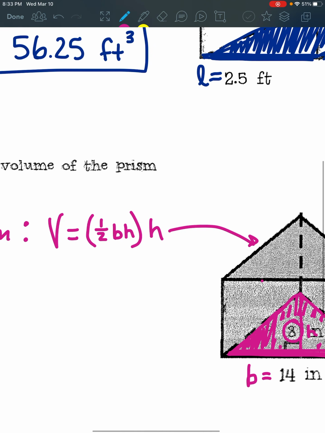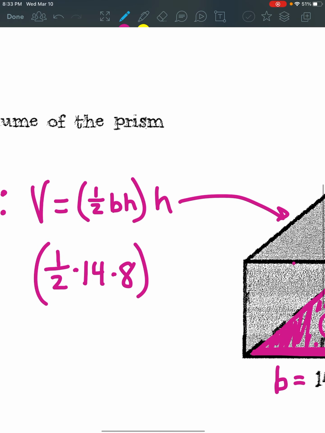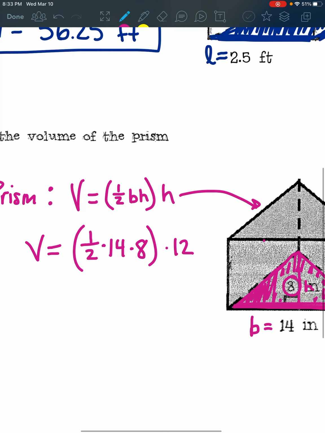So to find the area of that triangle, we're going to do 1/2 times base 14 times 8, which is the height. So that represents the area of our triangle. And then we're going to multiply it by the height of the prism, which is 12. So times 12. And that will give us then the volume of that entire triangular prism. So we could put all that in our calculator at once.